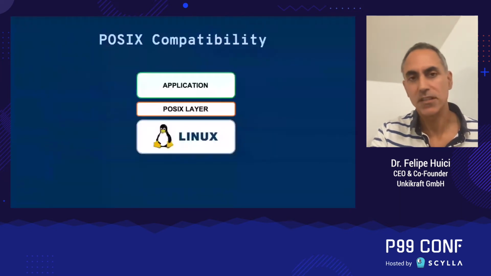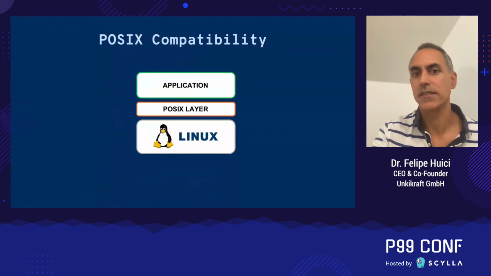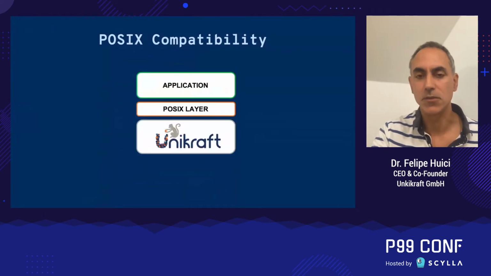Just to be clear, what I mean by POSIX compatibility, this is a very simple diagram, purposely simple. Normally you have the application, you have the POSIX layer and Linux underneath. What we're doing is replacing Linux underneath with Unikraft and keeping the POSIX layer in place, so that the application is essentially still running on Linux.